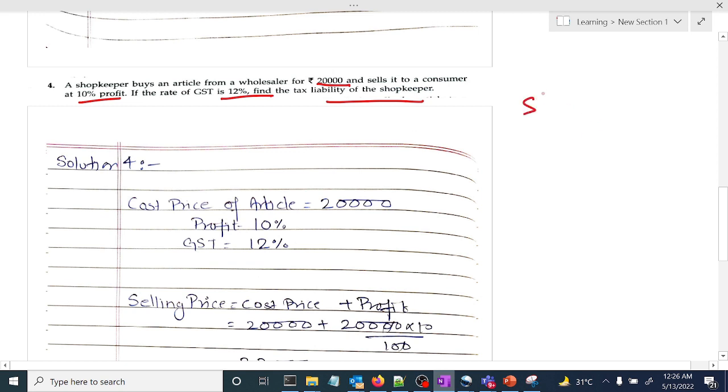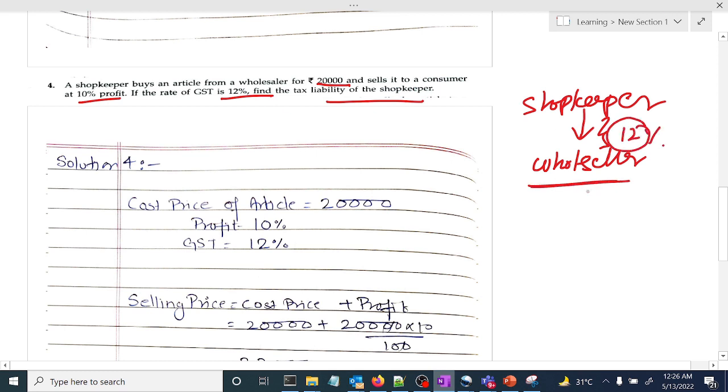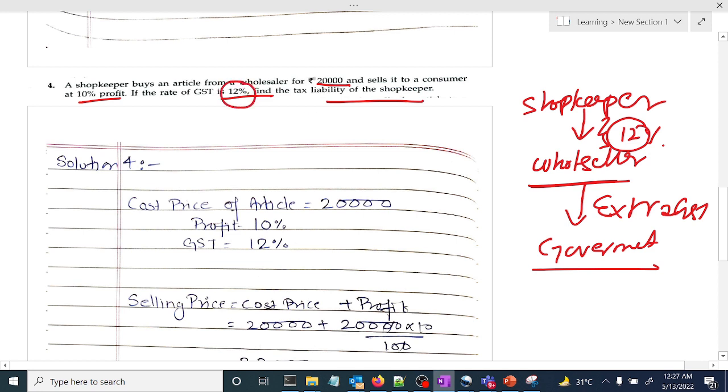See, generally the shopkeeper is buying an article from the wholesaler, right? So while buying, he pays a GST of 12% to the wholesaler only. But since now his selling price will be 10% more, extra GST is collected. So the shopkeeper pays the wholesaler 12% GST on 20,000.